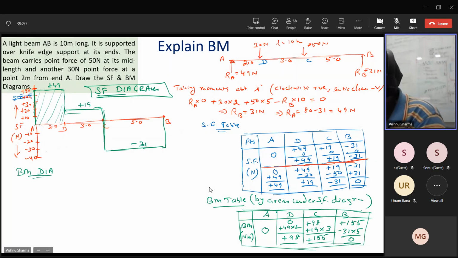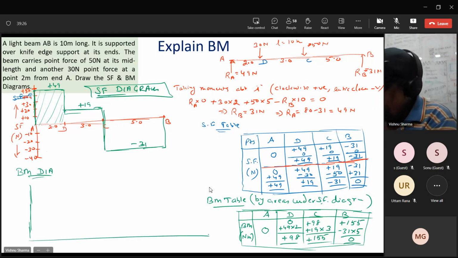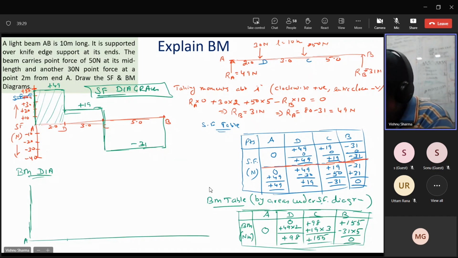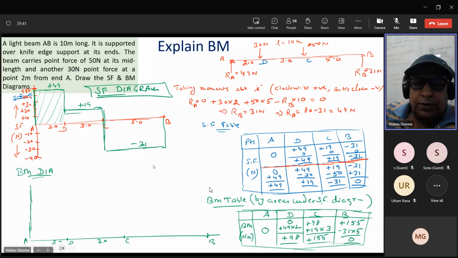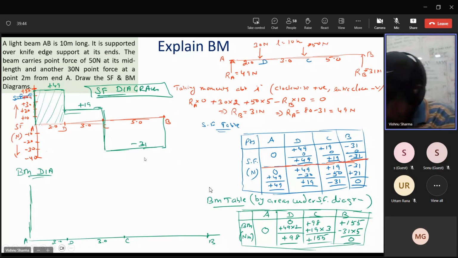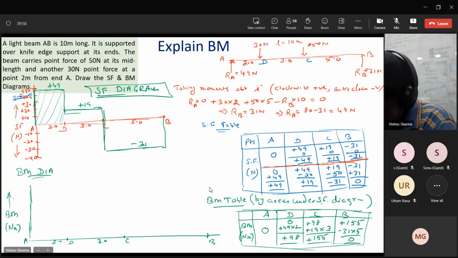I look at the values, they are all plus, plus, plus, so I don't have to have anything below the x-axis. This is my beam A, 2 meters from A is D, 3 meters from A is C, and 5 meters from here is B. First, I will put these values. Let me graduate the scale. I have up to plus 150. So here is BM, like this. Units will be Newton meter. I can say this is plus 50, plus 100, plus 150. And you can mark plus 200 also.